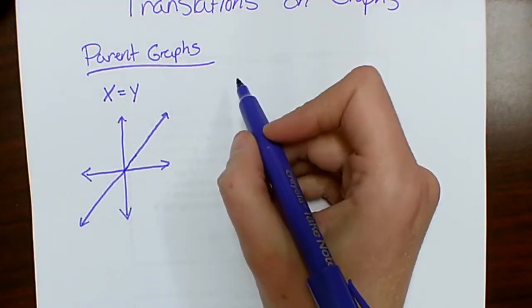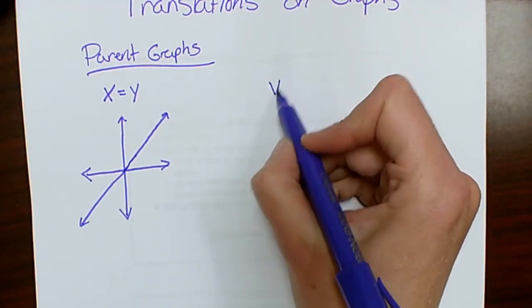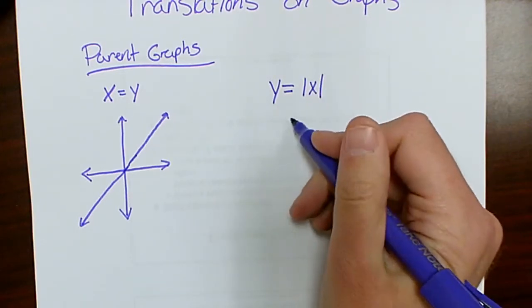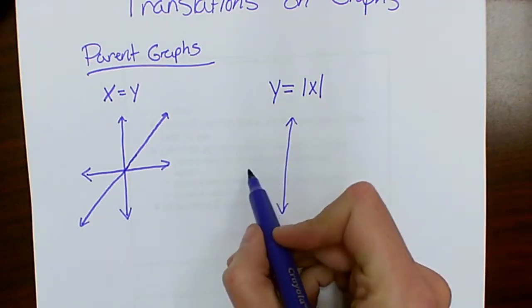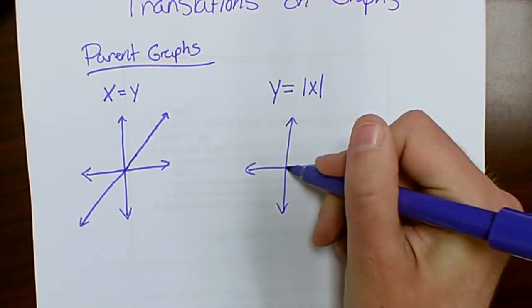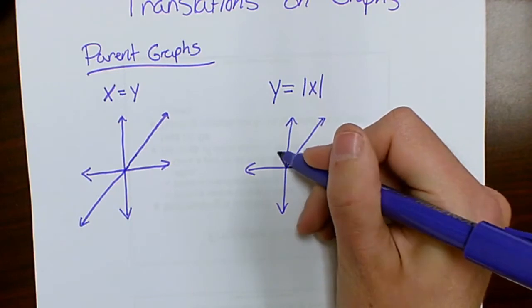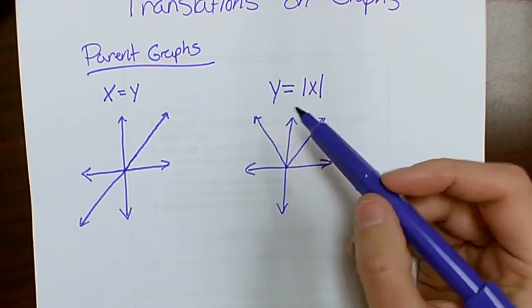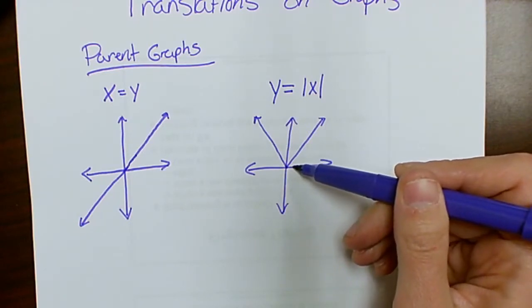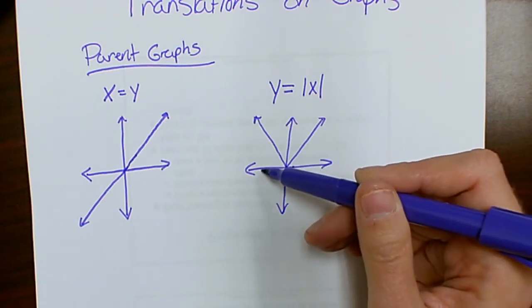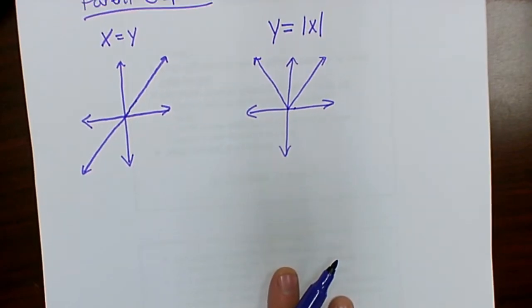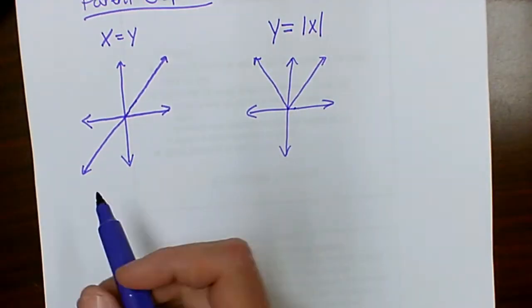The other parent graphs: y equals absolute value of x. This will be in the form of a V. So any x you choose, it will be the positive y. So absolute value of positive 1 is 1. Absolute value of negative 5 is positive 5. So it will be in a V. Absolute value will be V.